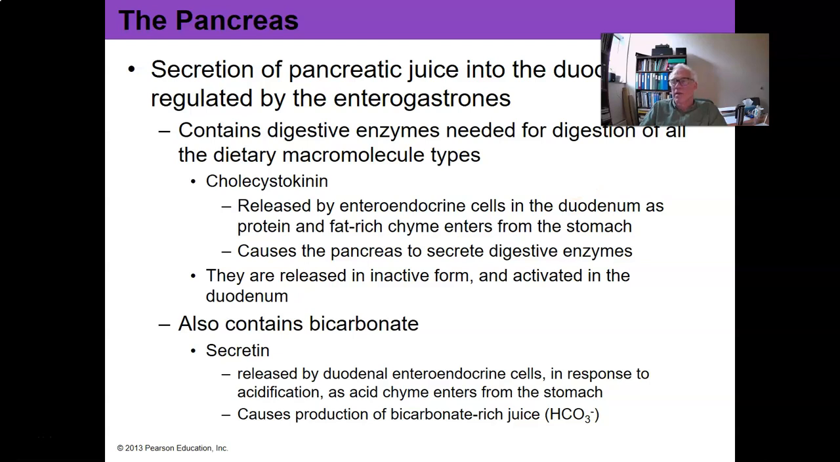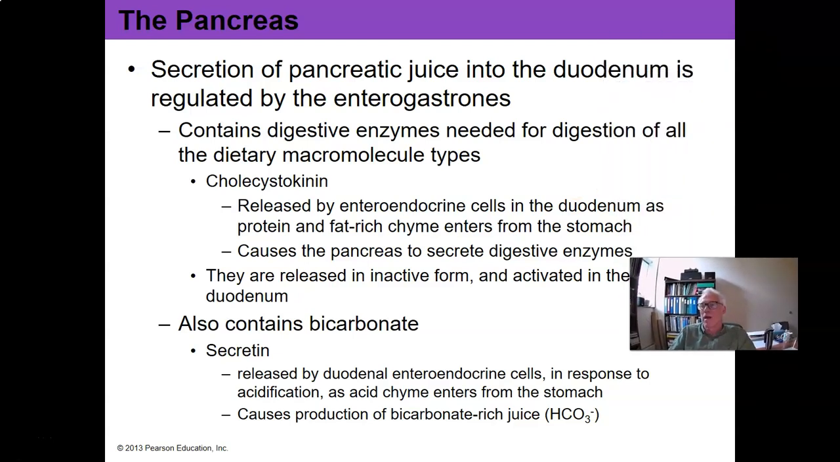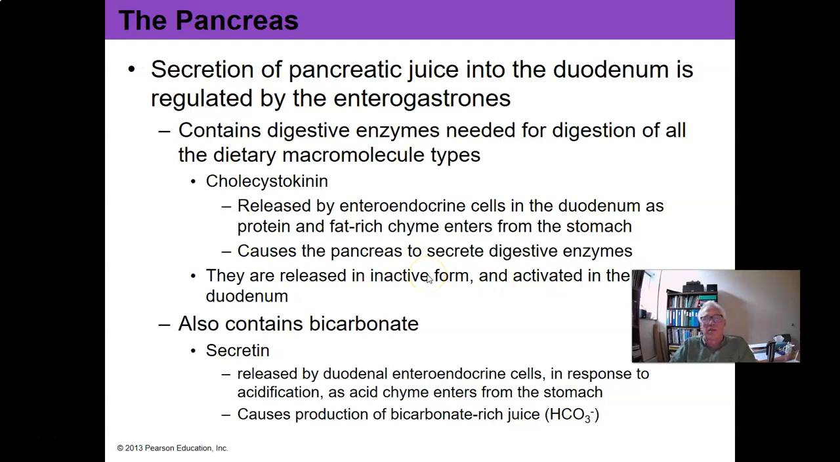Let's talk briefly about the pancreas, and then we'll go back to looking at the regulation of these two organs.